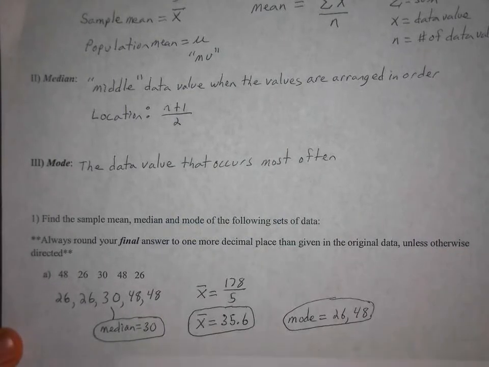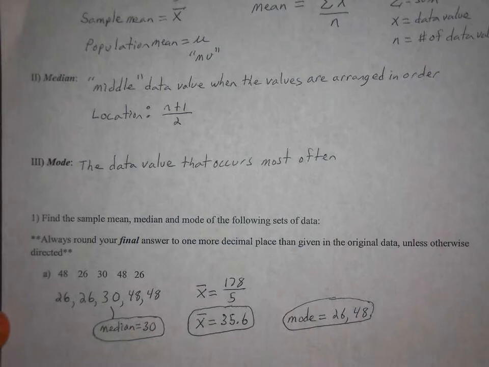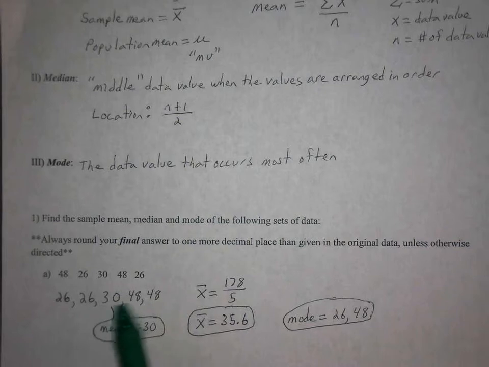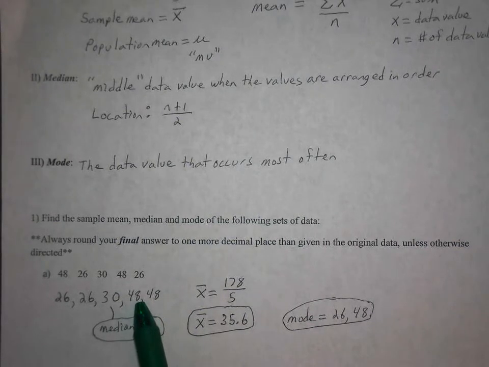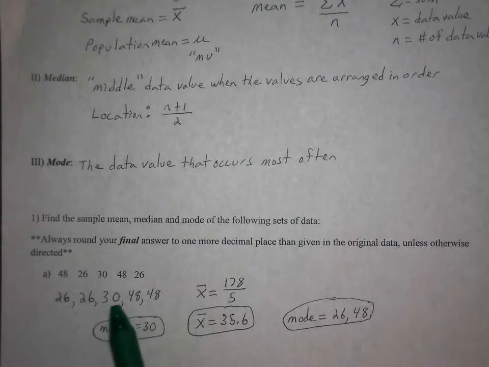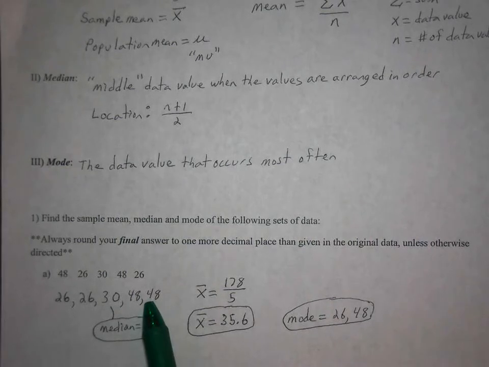Then the last thing is the mode, the number that occurs most often. 26 and 48 both occur 2 times, so they occur more than other data values. You do have to be careful. Suppose 30 occurred again, so all data values occur twice. Then there's no mode because no data value occurs more than others. If all the data values only occurred once, there's also no mode.